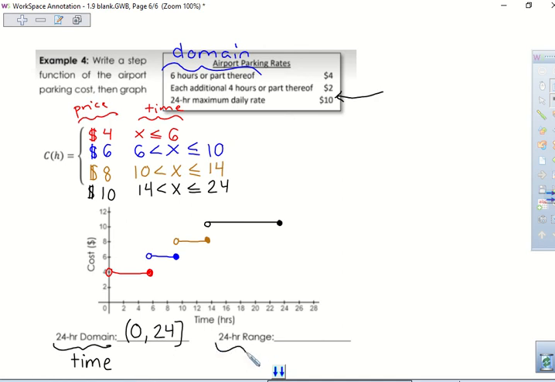Now for range, we're talking about cost. What's the cheapest the parking is ever going to be? $4. And what's the most expensive you're ever going to pay for the parking here? $10. Does that make sense?